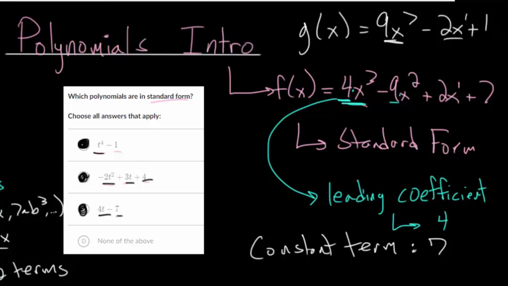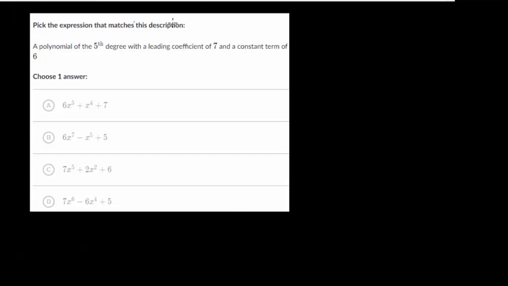So let's do some more examples. Now we have to pick an expression that matches the description. So a polynomial of the fifth degree. So we need to understand what the degree of a polynomial is.